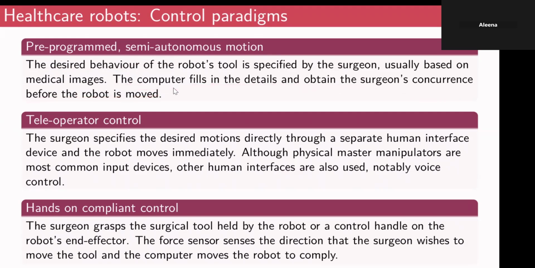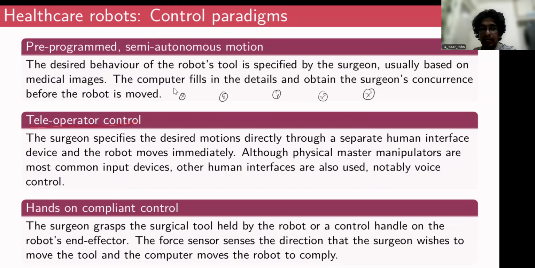robot is moved. So the surgeon would be providing the inputs or the motions at some discrete points, and the computer program would fill in all the intermediate points using some sort of interpolation. And before the tool is moved, the computer would seek the permission or the confirmation from the surgeon before the robot executes each of these motions. So it's not fully autonomous, it's semi-autonomous. Some of the data is filled in by the computer, but before the computer executes some motion, it has to obtain the concurrence or the confirmation from the surgeon. So in that regard, it's not fully autonomous, it's semi-autonomous.